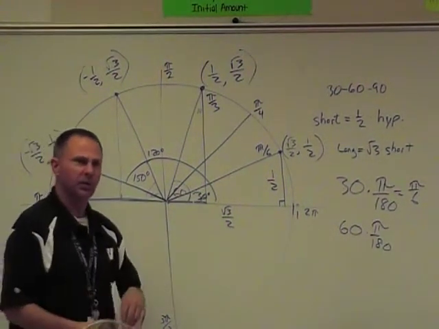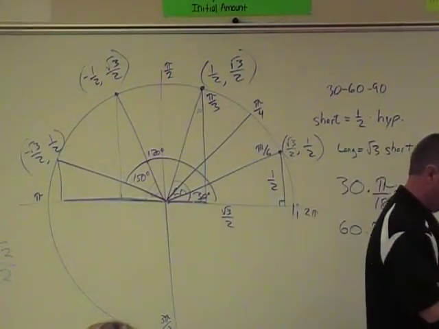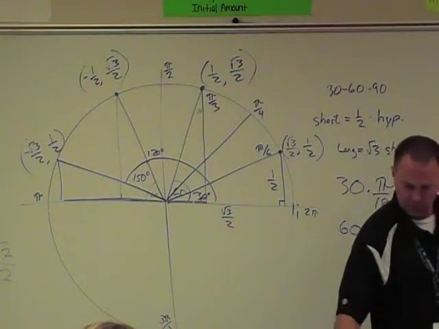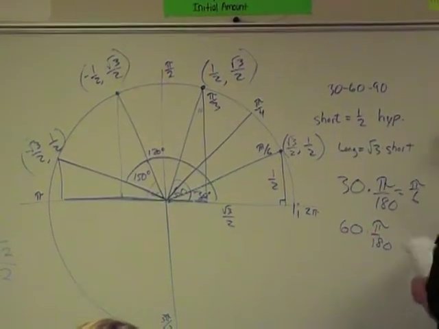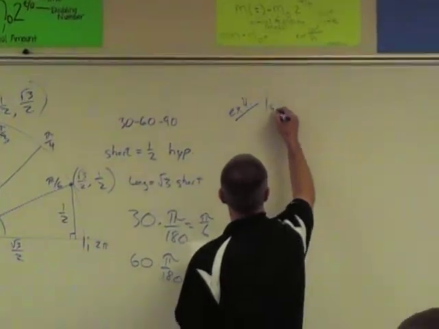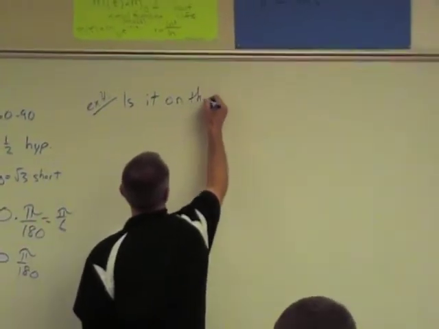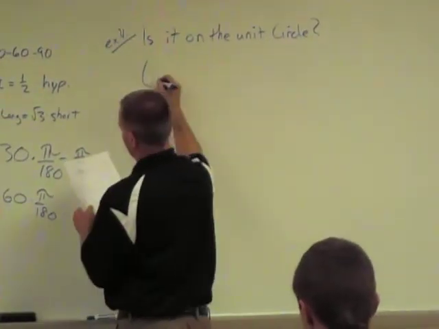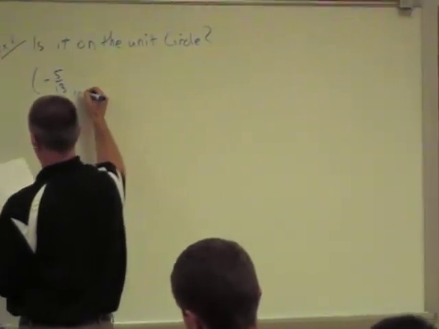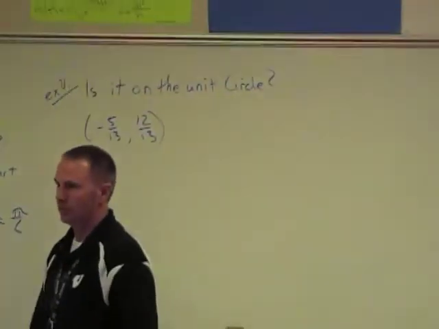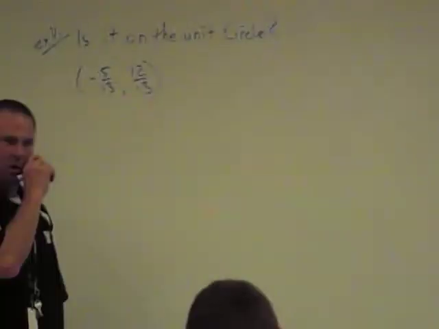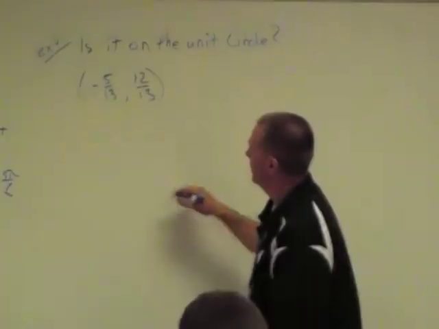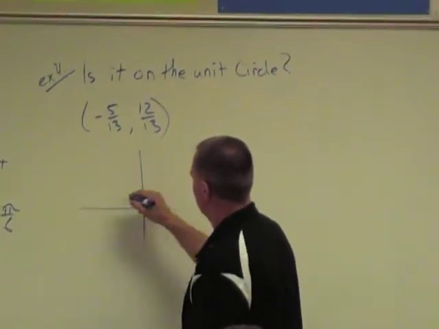Now, what are you doing on your homework? Example 4 in your homework. Is it on the unit circle? You say, well, wait a second, that's not any of the fractions we just got done doing. How do I know if something's on the unit circle? I'm just going to draw it. You don't have to do this. I'm just going to draw it as a reference.